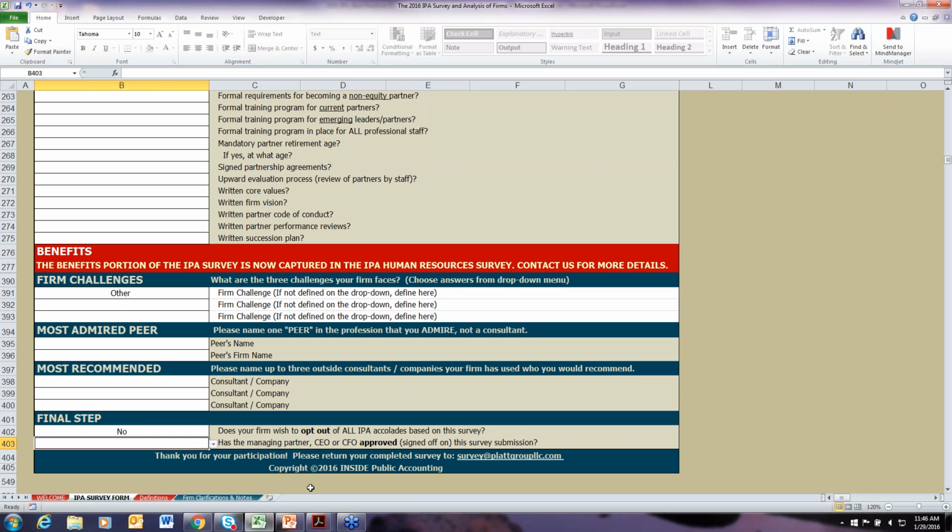Much of what we ask for will come from your time and billing system, your payroll system, and your knowledge of the various tools you use for compensation and governance. Remember to jump back and forth to the definitions tab throughout the process. Many of the answers you're looking for as to what the definition is will be available on that definitions tab. If you have clarifications, please be sure to use the firm clarifications tab. And then to submit the survey, save the Excel spreadsheet and submit it to the address shown on row 404 to survey@Platt Group LLC.